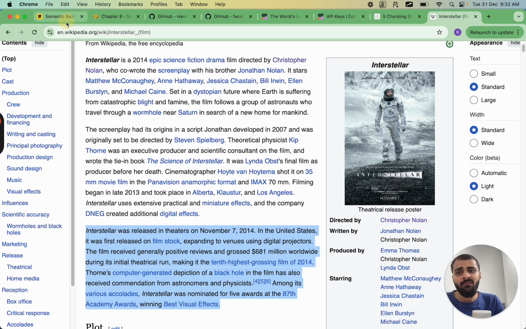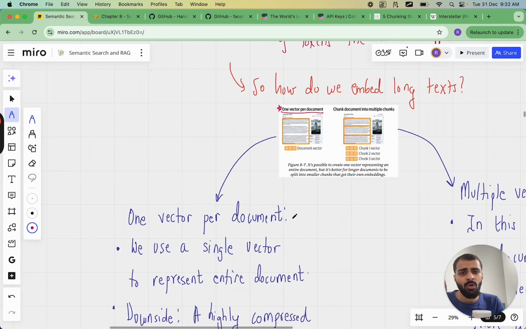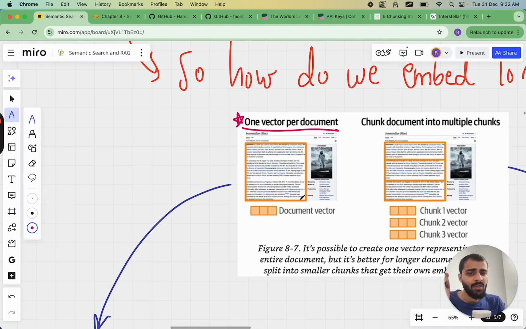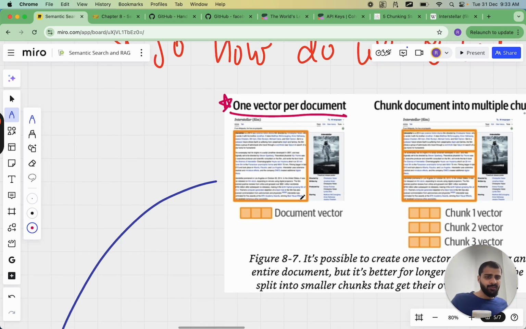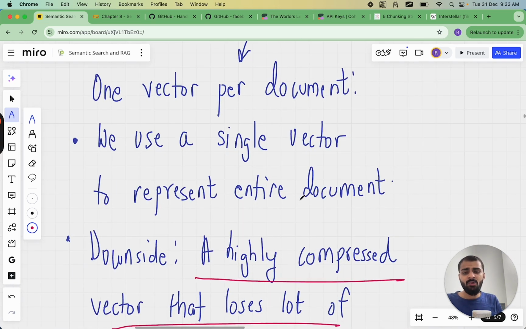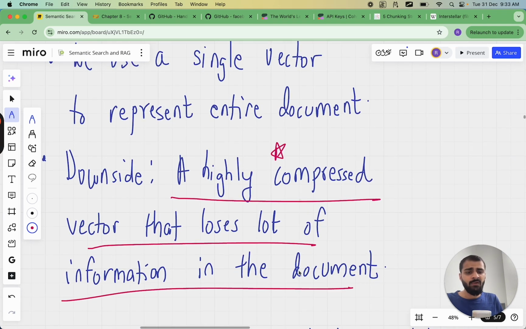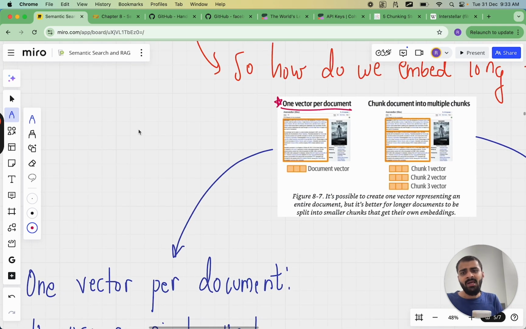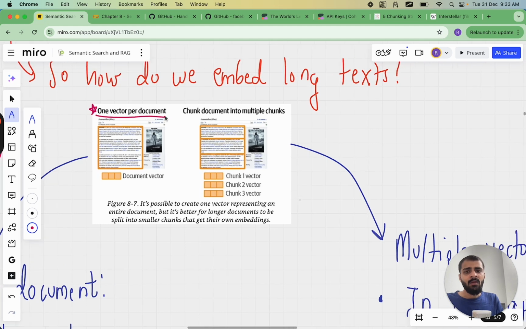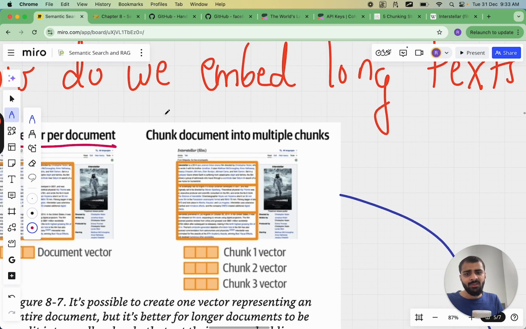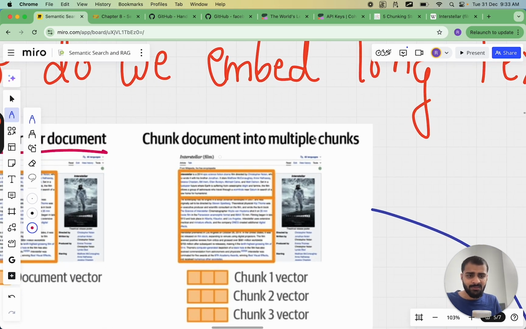So if you do one vector per document chunking, it will lead to faster processing because the number of chunks which you need to compare the query with will be less. So the computational time will be faster, but there is a huge downside to this. The downside is that we really lose a lot of information which is present in the document, which is not what we ideally want. So I never recommend this strategy of chunking, whereas the better strategy is to chunk the document into multiple chunks.